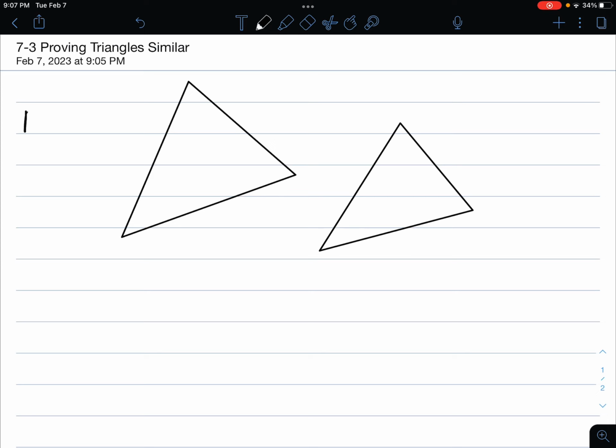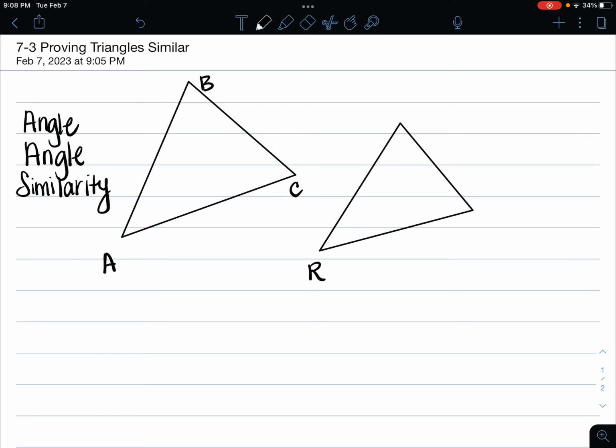Okay, so I'm going to show you the first one. The first one is called the angle similarity rule. Angle similarity. This one's very straightforward. So here we have triangle ABC and triangle RST.